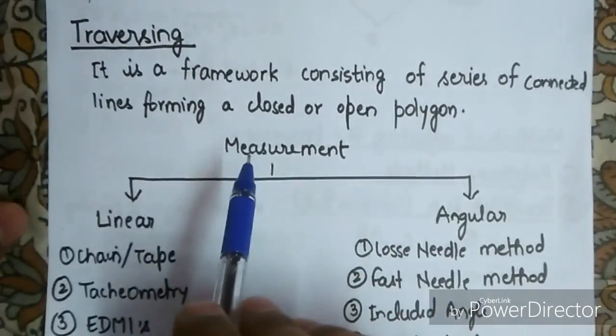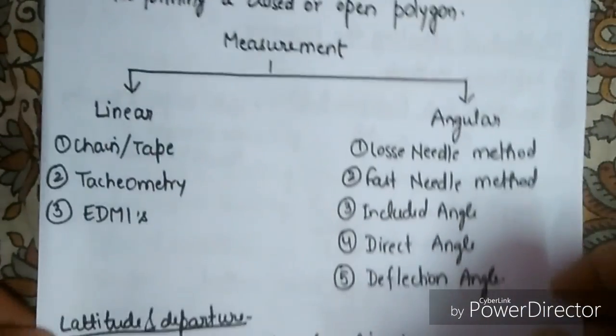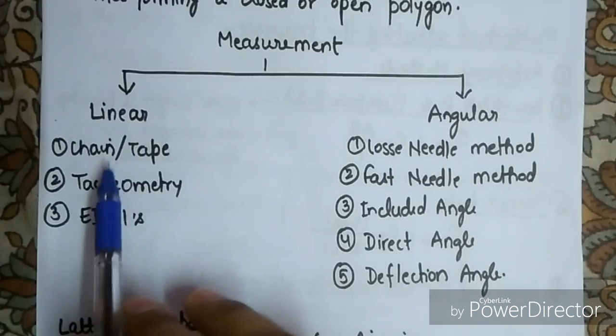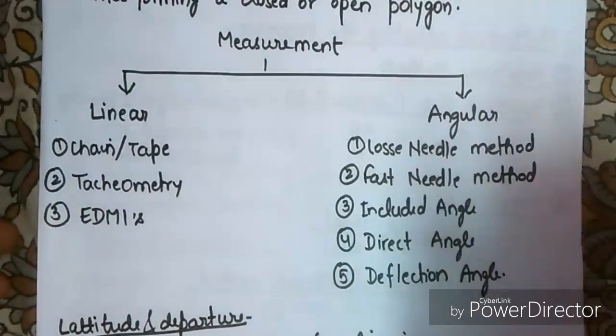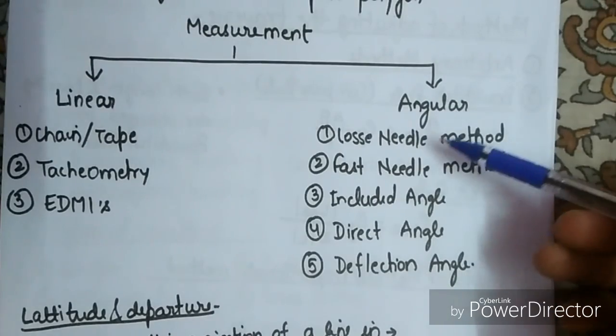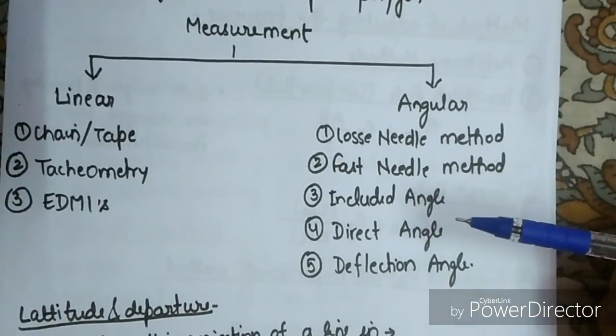Traversing is the framework consisting of a series of connected lines forming a closed or open polygon. We make the measurement in traversing by chain or tape, tachymetry or EDMI. We have discussed it earlier. Here we will discuss the angular measurement by loose needle, fast needle, included angle, direct angle and deflection angle.